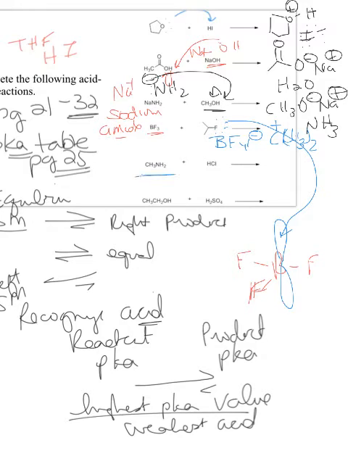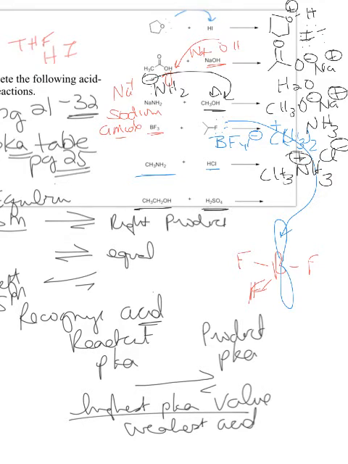And then here we have methylamine, and you have HCl. So you're going to get CH3NH3 plus, and you're going to get Cl minus. Notice the plus and the minus cancel out to be 0.